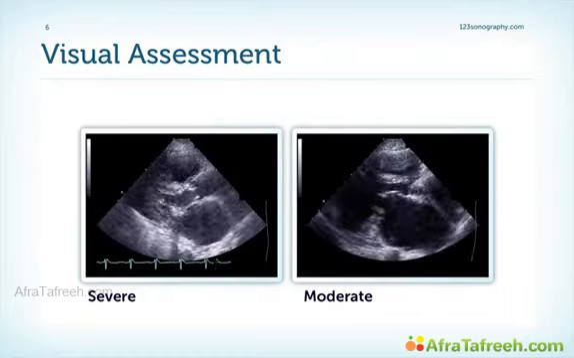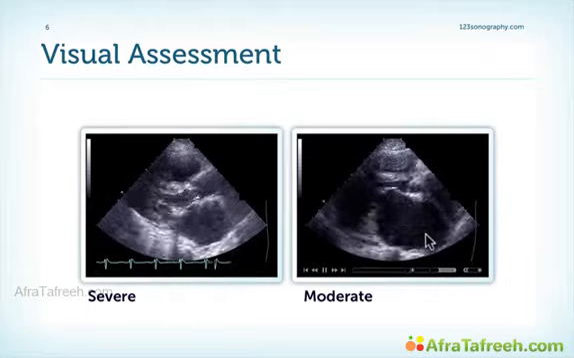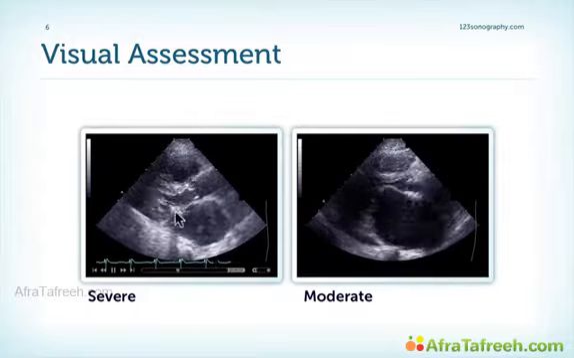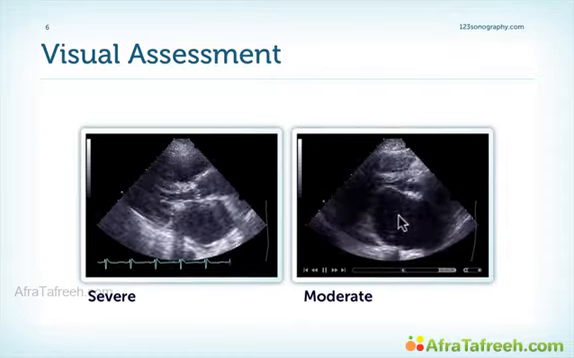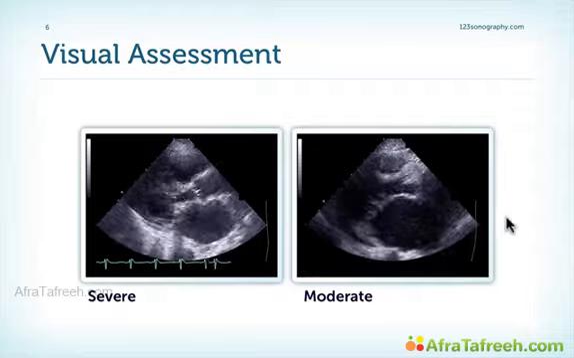Here's another example. On the left-hand side, a patient with severe mitral stenosis, and on the right-hand side, moderate mitral stenosis. Note that we're not even able to see separation here, while we see a distinct separation in this patient. So the 2D image does help you in a way.